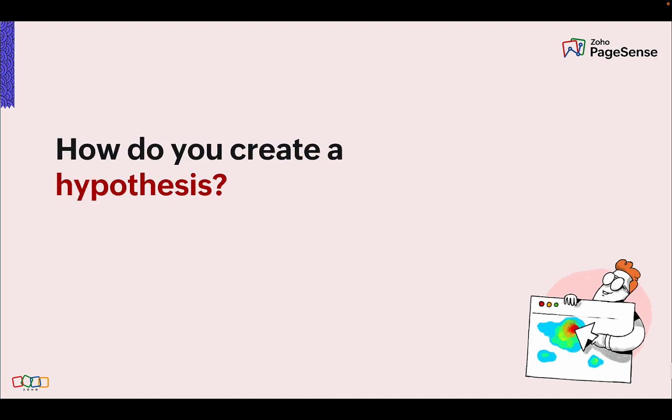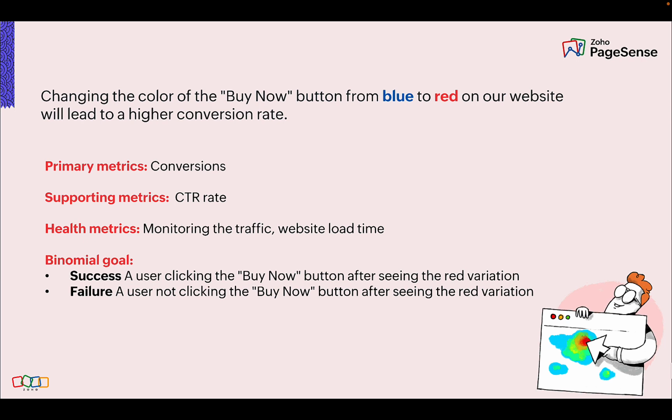So, how do you create a hypothesis? Here's an example of a clear hypothesis. Changing the color of the buy now button from blue to red on your website will lead to a higher conversion rate. So this is an example of a clear, testable hypothesis for an A/B test, right?